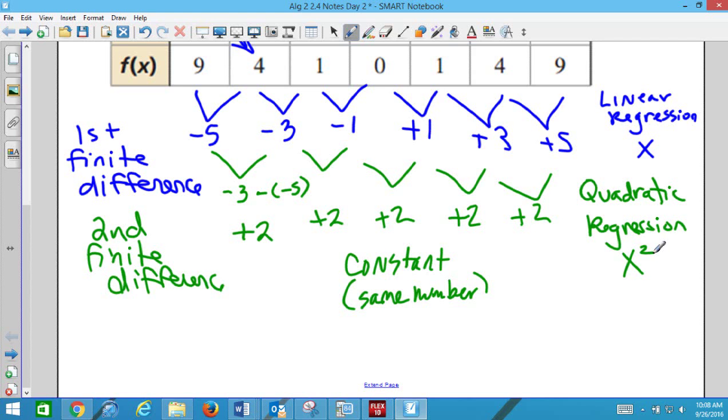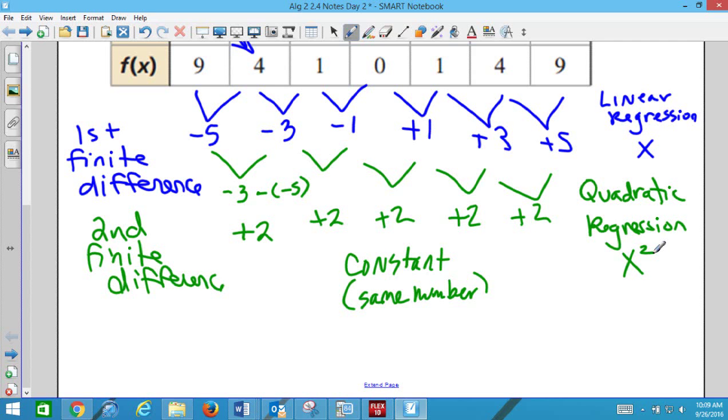That is totally right. Does anybody want to guess if we had to take 4 finite differences before they were constant? It would be to the 4th power. Right. So the number of finite differences you take is the exponent that the x gets. And on the calculator, we're going to use either linear regression or quadratic regression.